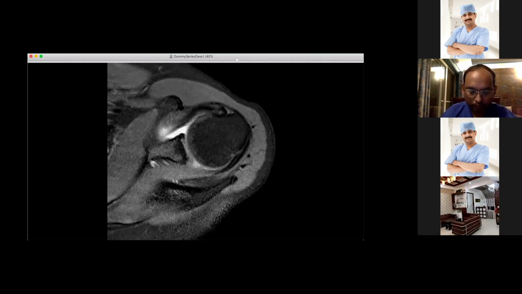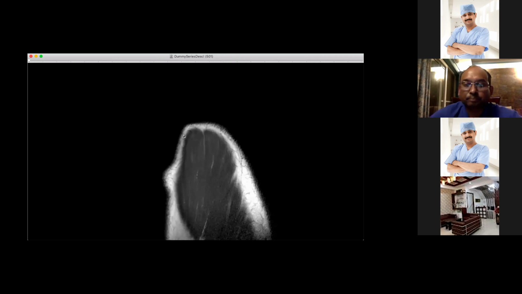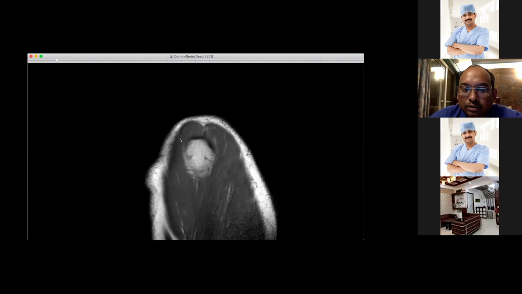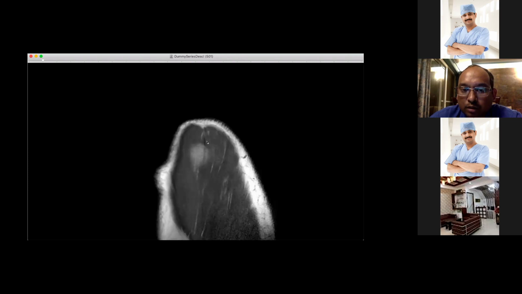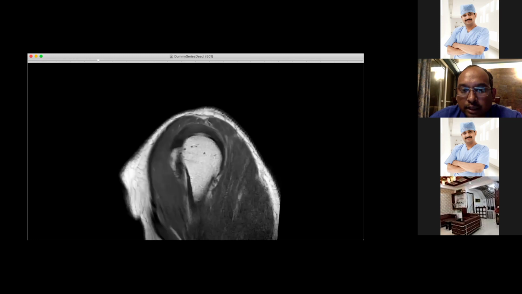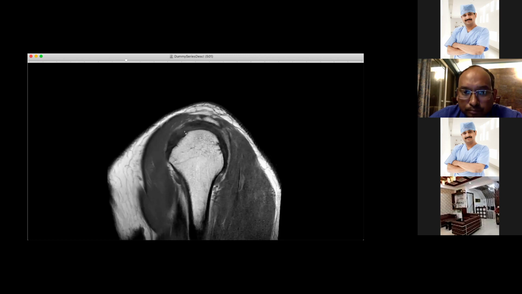Now, one more plane of examination is left, that is the sagittal. In sagittal, we move from lateral to medial. So if we can see, this is the lateral most part of the shoulder where we are able to see the deltoid. As we move medially, we start seeing the humeral head, and we are able to see the greater and the lesser tuberosity. And I think in arthroscopy also you see the arc which is formed by the rotator cuff.